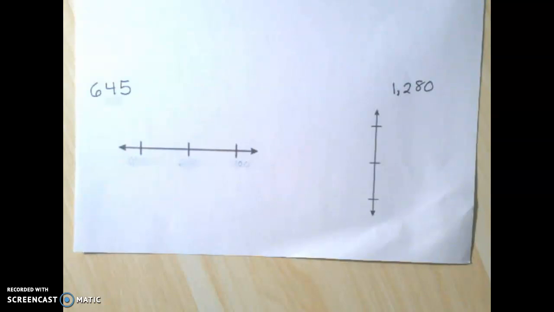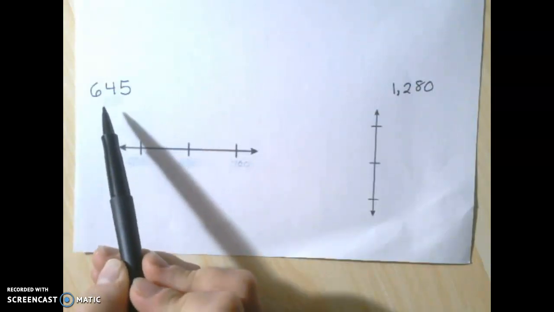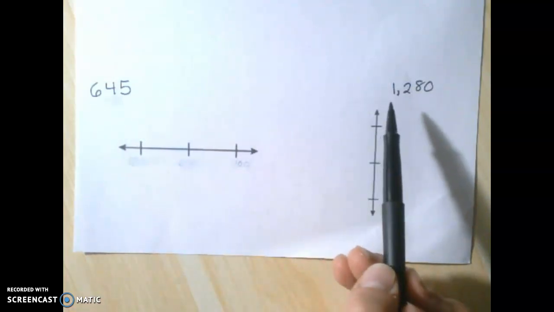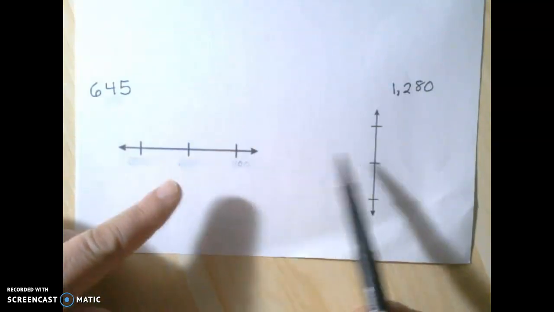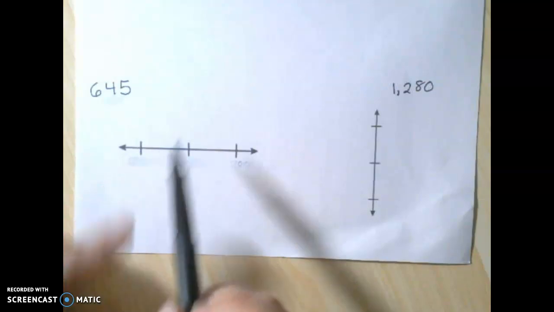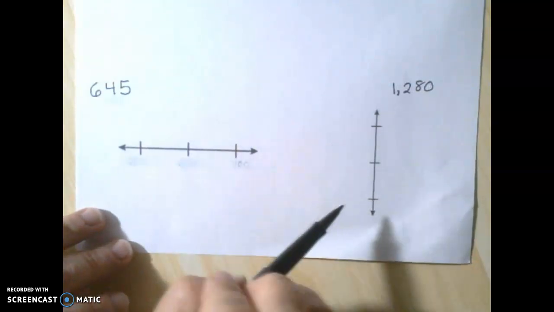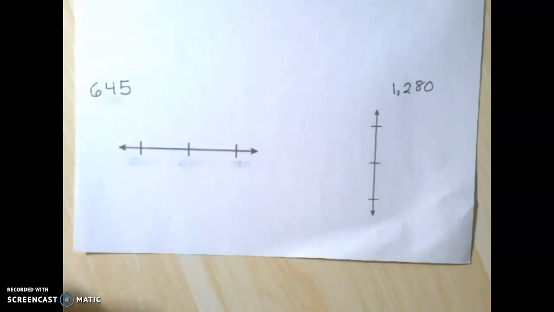Okay, let's look at a few examples now on number lines. So we're going to do 2 number line examples. The first number we're going to work with is 645. And the second number we're going to work with is 1,280. Now these number lines are exactly the same. They're just in different orientations, meaning one is side to side and one is up and down, but we're going to use them the same exact way. Okay, so let's start with this one.